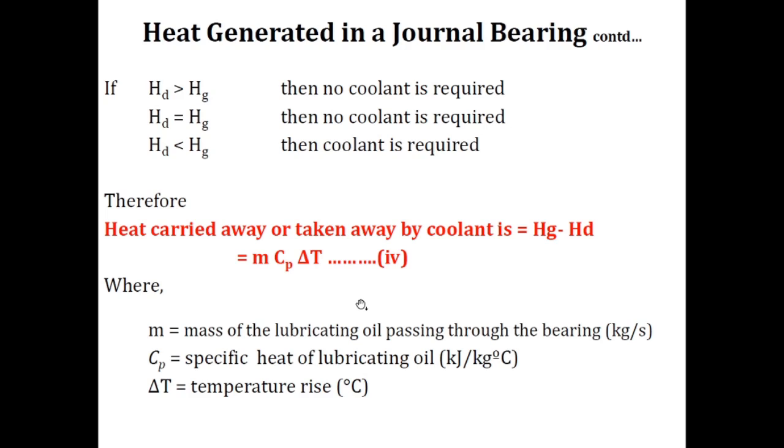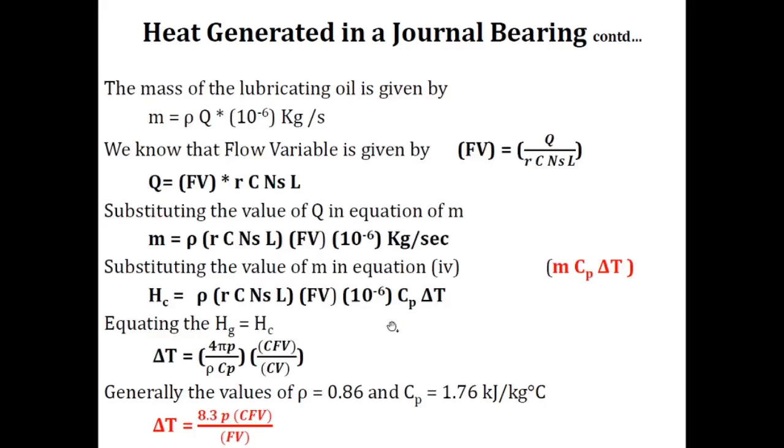So we will find out the value of the mass flow rate, or mass of the lubricating oil, from the equation m equal to rho into Q into 10 to the power minus 6 kilograms per second. Minus 6 is because the Q is given in millimeter cube per second. That's why it has been taken as 10 to the power minus 6, because it should be in meters. So it becomes kg per second.